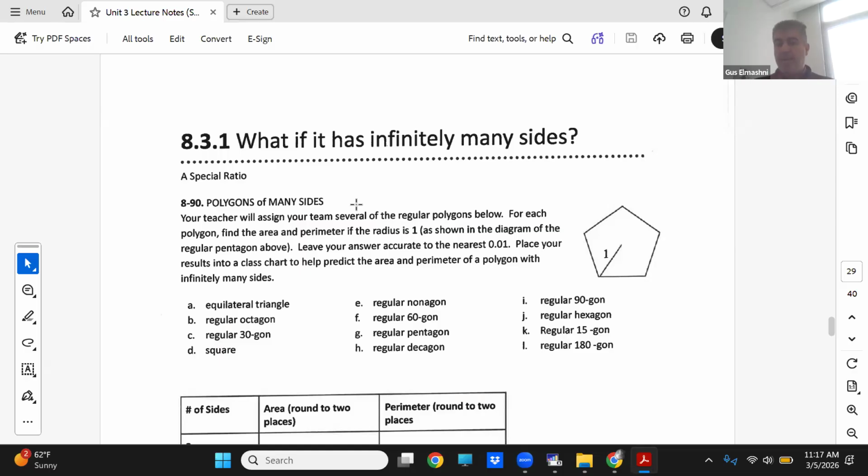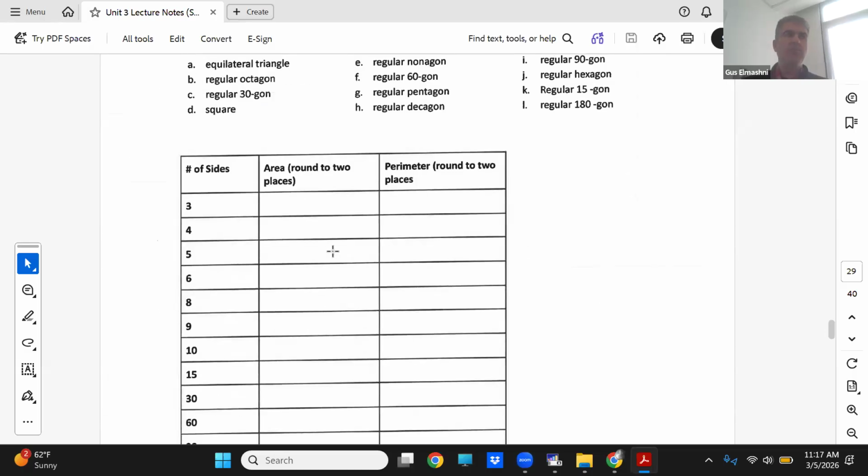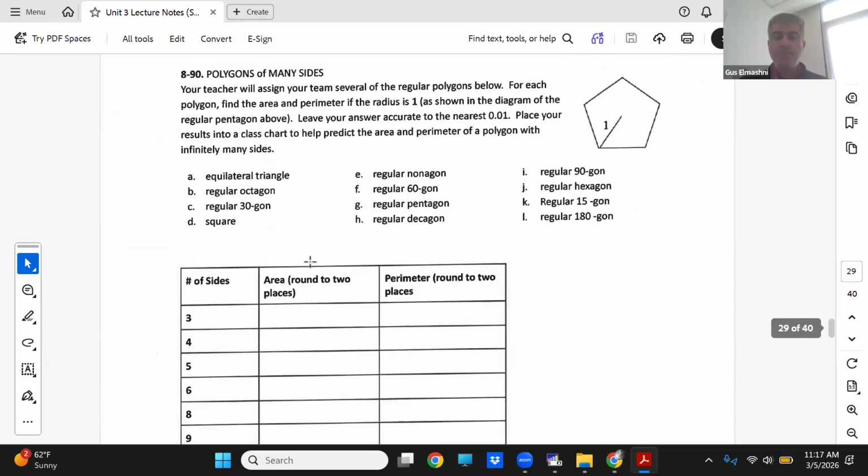Let's be accurate. Try to give your answer to the nearest 0.01. So you're going to give decimal answers. Place results in the class chart to help predict the area and perimeter of the polygon with infinitely many sides. Okay, so what that means is that we're going to eventually start increasing the sides by a lot, and we're going to start noticing a pattern.